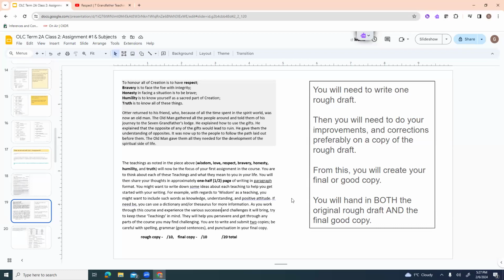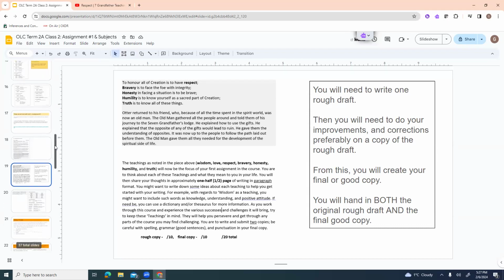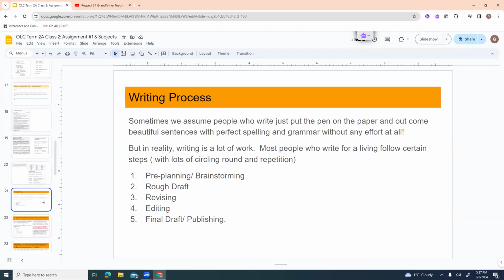The other thing is I'm always looking for changes between the rough copy and the good copy, and I'm hoping to see improvements. And if I don't, it does affect your marks. So I can't really mark it if you only send me one. So hang on, and we're going to skip over.